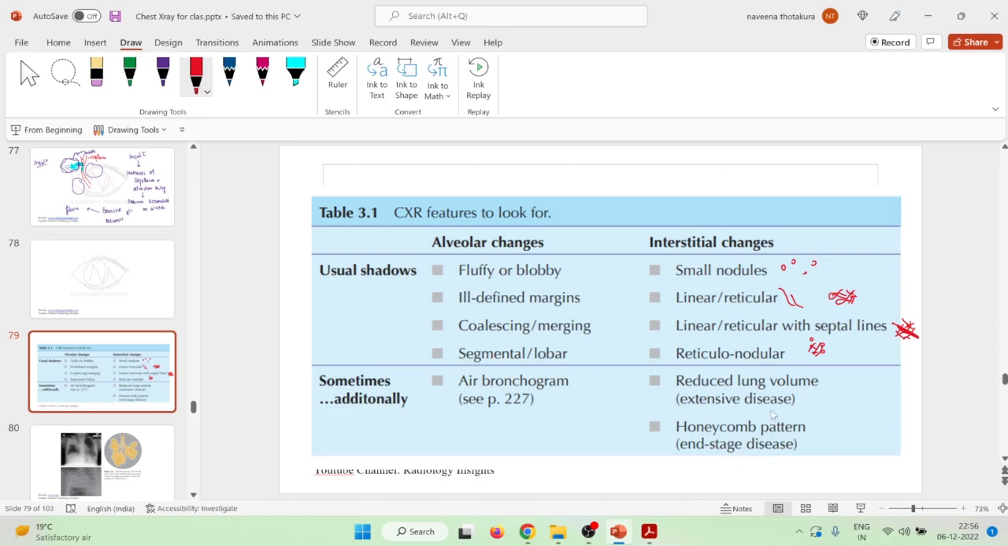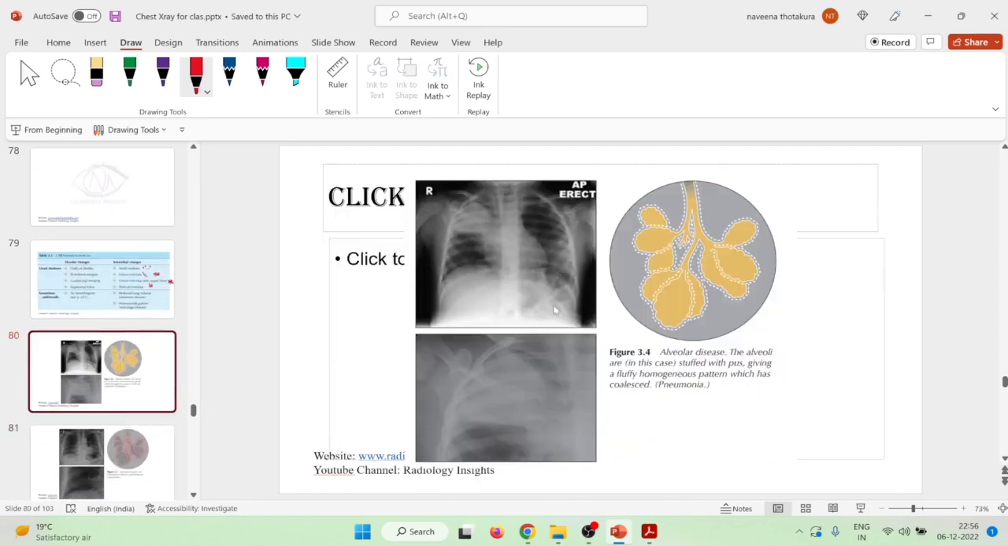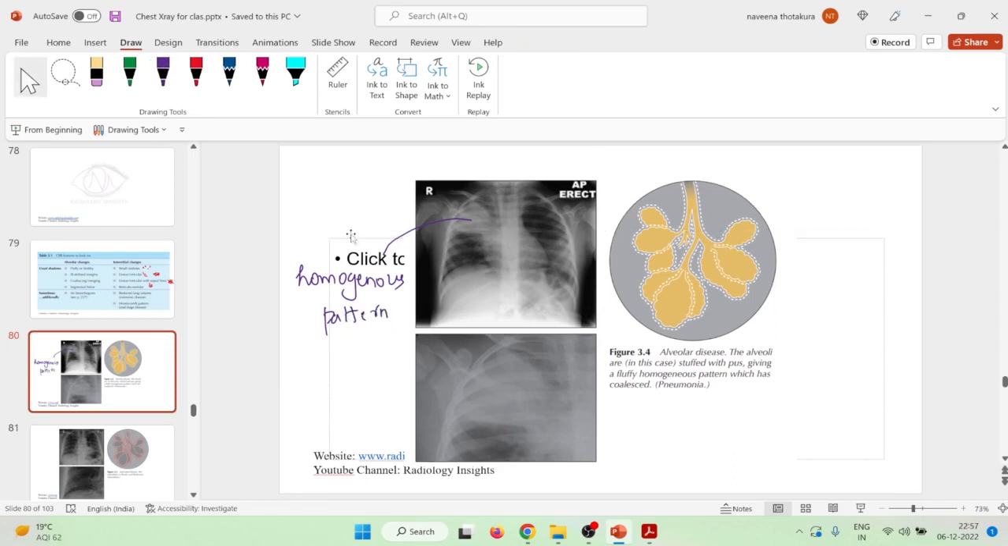So if you see the X-ray changes, this X-ray shows alveolar disease. Here we see a homogeneous pattern in the right upper lobe. So this is seen in right upper lobe pneumonia.